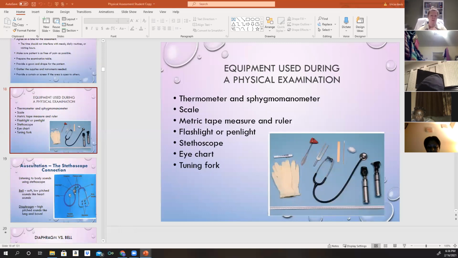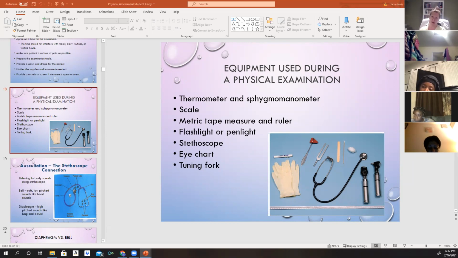So what is the equipment that we need during a physical assessment? A thermometer and a blood pressure cuff. A scale, maybe if they're doing daily weights and you're getting those every morning, or if you are admitting them. Usually in the hospital setting we don't check their weight every single day unless they're getting daily weights. If they're a CHF patient, they have a lot of edema.